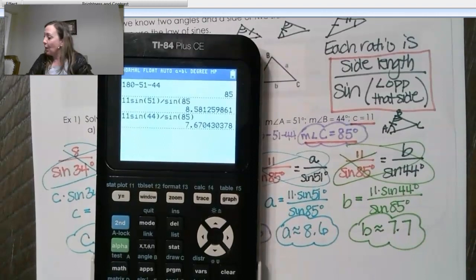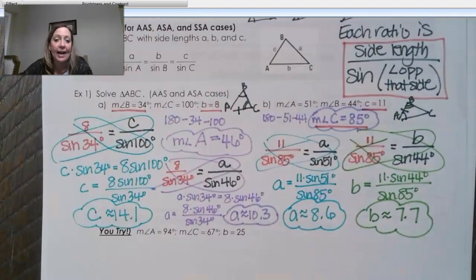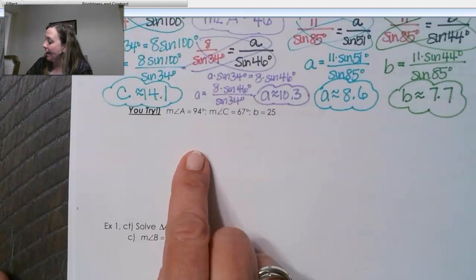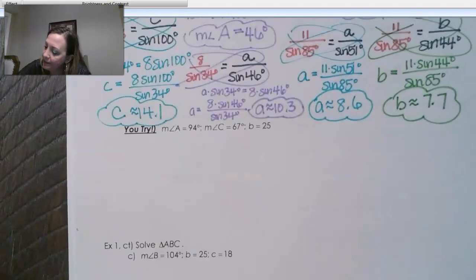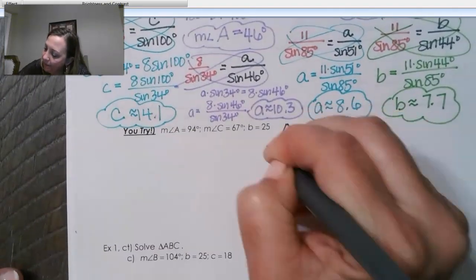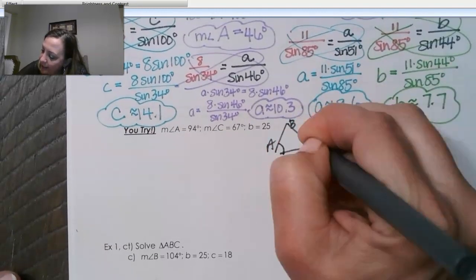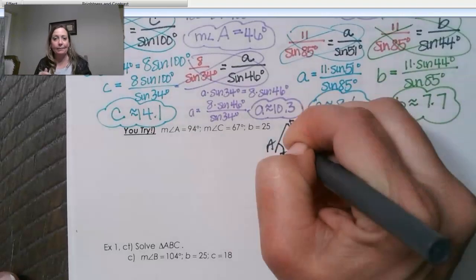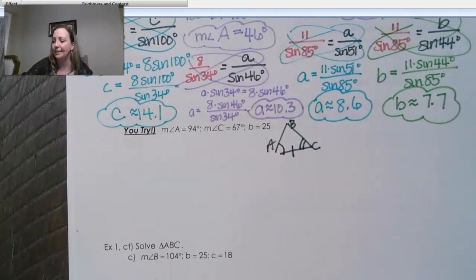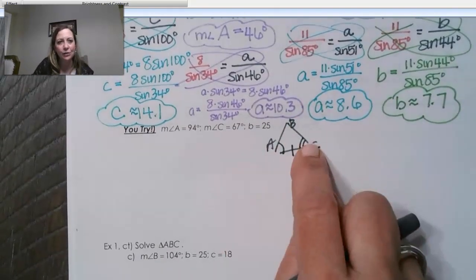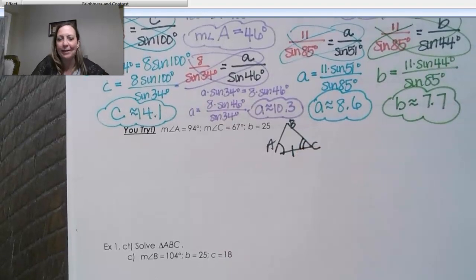Okay, so why don't you try this next question? In this question, we have angle A, angle C, and side B. So this is an angle, side, angle case. See if we can use the law of sines to find that. I'll give you a minute.